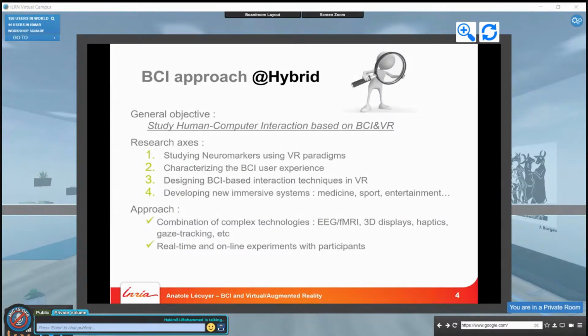And of course, by combining VR and BCI, it means combining complex technologies like EEG, but also fMRI, together with various kinds of 3D display like VR headsets or caves, augmented reality headsets, also combined with haptics or other means of interaction like gaze tracking, etc. And we like to conduct real-time and online experiments with participants, and not offline processing of EEG data.